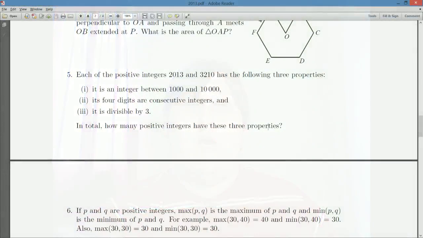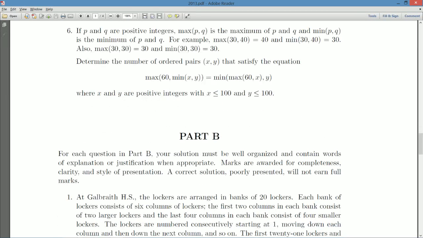So let's take a look at the last question in Part A. That's question number 6. It should be a challenging one. This is the senior paper after all, and this is the last of the final answer style questions. So, question 6. If P and Q are positive integers, max(P, Q) is the maximum of P and Q, and min(P, Q) is the minimum of P and Q. Okay, standard notation. But if you haven't seen it before, it's nice to know.